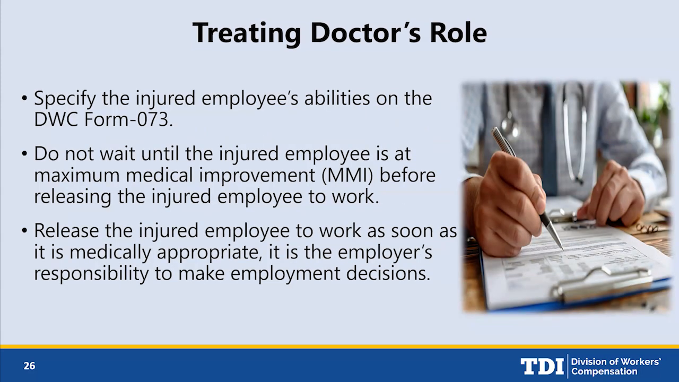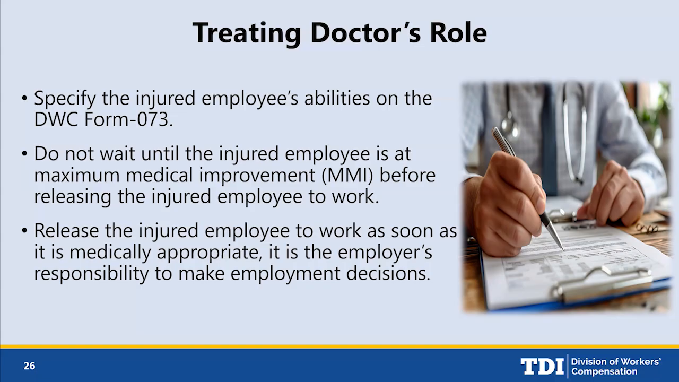So you're going to specify what they can and cannot do on the DWC Form 73. That's the work status report. And there may also be some misconceptions around maximum medical improvement, or MMI. This is a date that the treating doctor assigns to an injured employee, saying this is as good as the injured employee is going to get. There's no further material recovery for that injury.